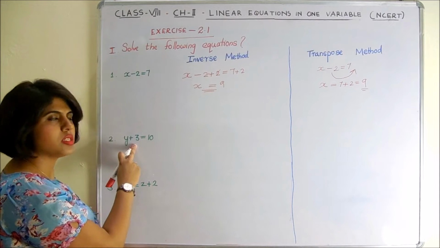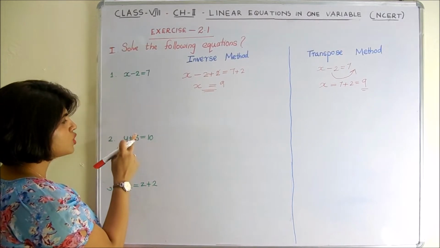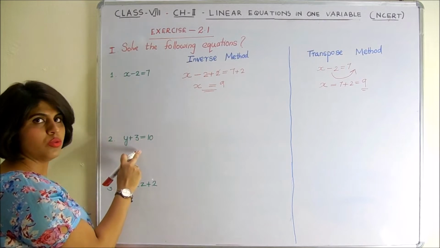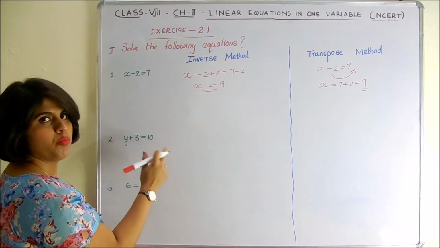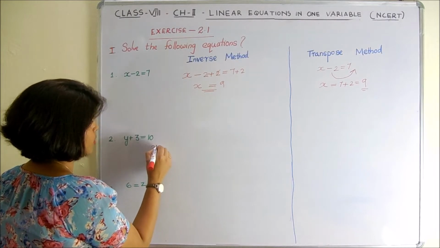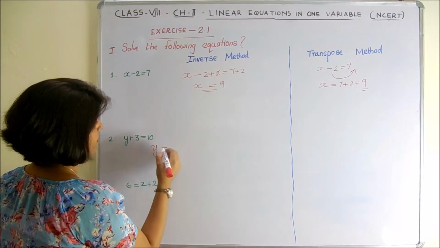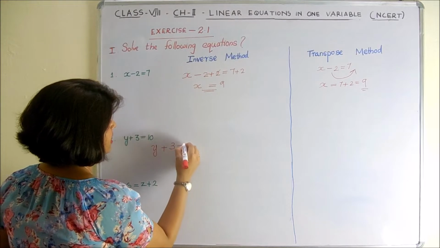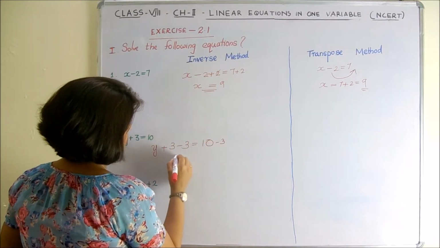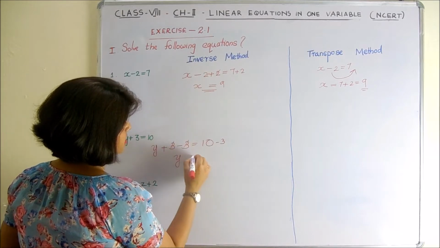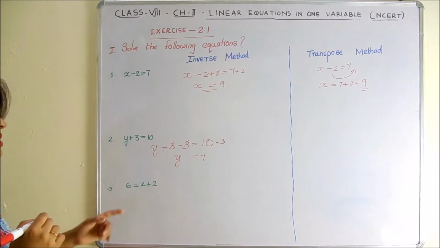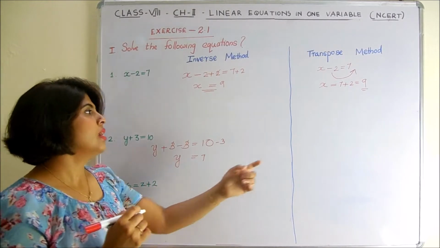The second question is y plus 3 equal to 10. Here the excess term is plus 3. We have to eliminate this. Using the inverse method, we have to subtract 3 from both sides of the equation. y plus 3 minus 3, which is equal to 10 minus 3. So 3 will get cancelled, then remains 7. y equal to 7 is the solution.